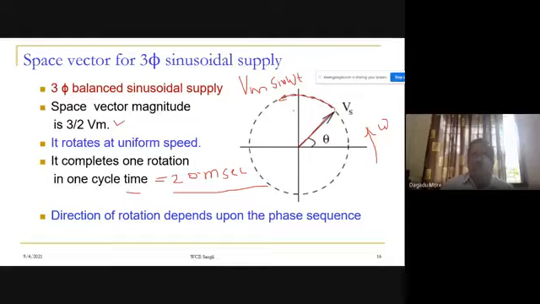Whether our space vector is rotating in the anti-clockwise or clockwise direction matters. Let us assume anti-clockwise generates a positive phase sequence, and when the space vector rotates in the clockwise direction, we get the other phase sequence, the negative phase sequence. So the output phase sequence depends upon the rotation of the space vector.